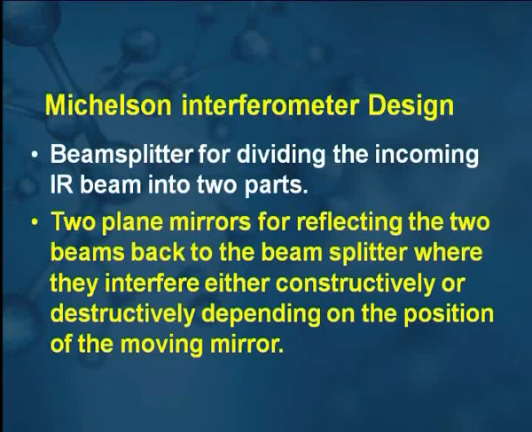The whole infrared spectrum is measured at high speed as compared to conventional IR spectroscopy. What is the design of the Michelson interferometer? It uses a beam splitter for dividing the incoming IR beam into two parts. We use two plane mirrors for reflecting the two beams back to the beam splitter, where they interfere either constructively or destructively, having high intensity or lower intensity, which depends upon the position of the moving mirror. One mirror is fixed and the second is moving.